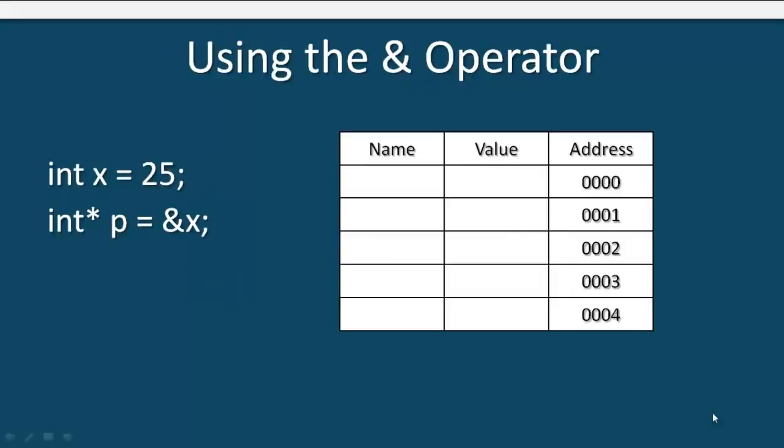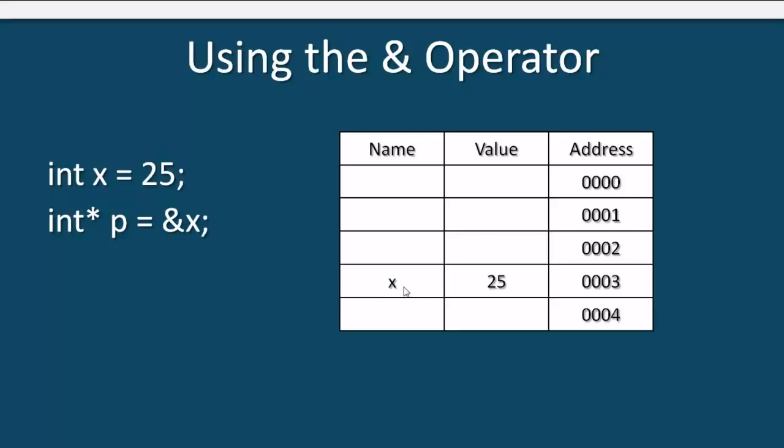Alright, so let's take a look at an example using the address of operator. We're going to go back to the original example that we started with when we first started talking about pointers. In this example, we have this integer variable X, and we have the value of 25 assigned to X. So we can imagine here in memory that at some particular location, say address location 3, we have this value of 25, and we have the variable X associated with it.